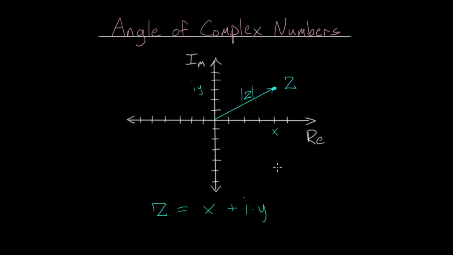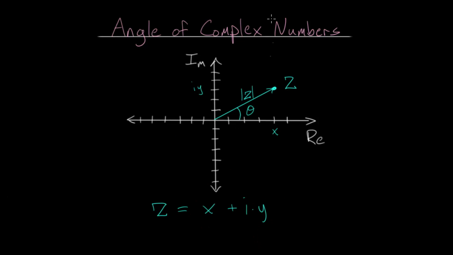But these vectors also have a direction. They have an angle, which we measure from the positive real axis, and we can call this angle theta. So the question becomes, how do we figure out this angle theta when we are told what the complex number is, when we are told the real part and the imaginary part?